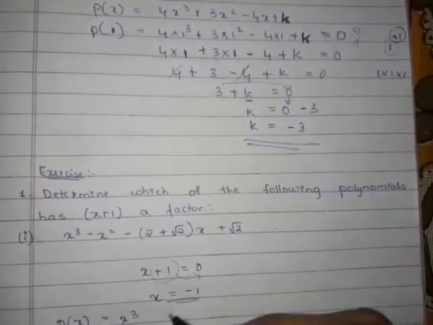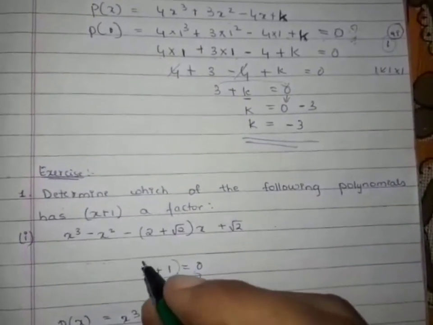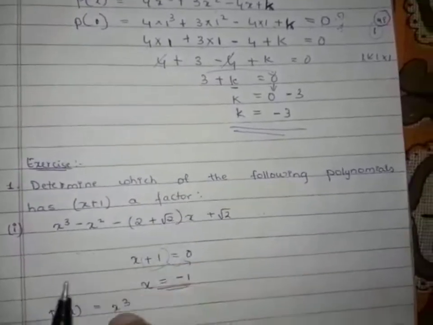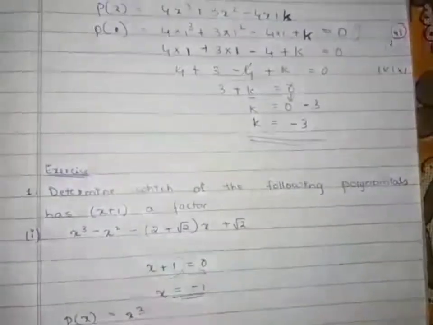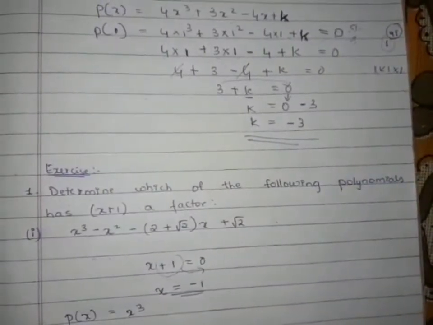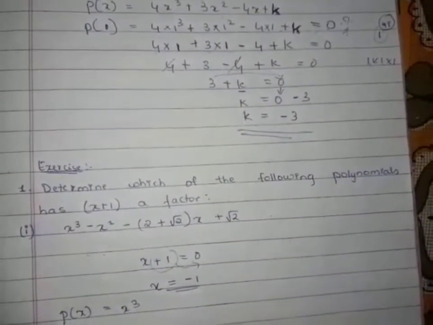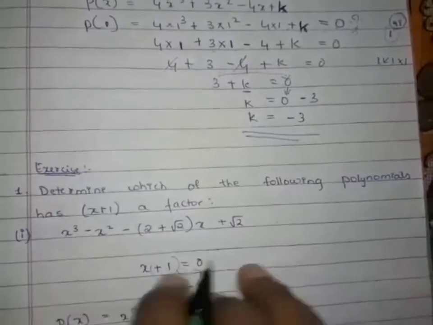If the answer we get is 0, then x plus 1 is a factor of that polynomial. If the answer we get is not equal to 0, it can be any number which is not 0, then we call it not a factor of the polynomial. The first question, I have written it here.